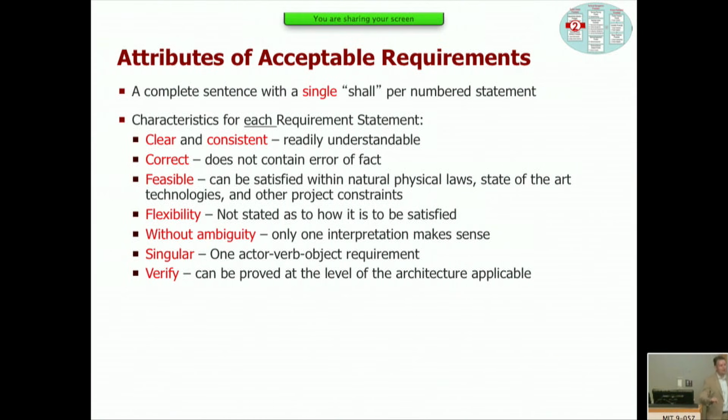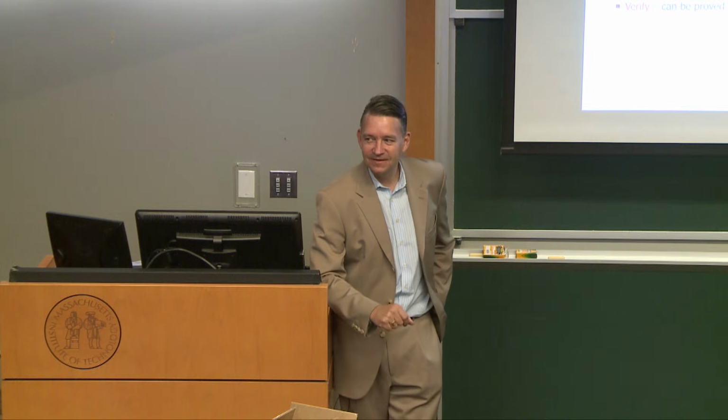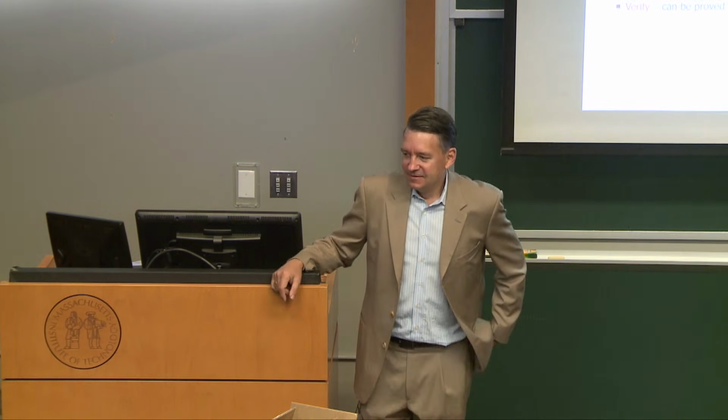Now that's a really tricky one. That's the first thing here that's really tricky when you think about it. Feasible means what? It means this requirement can be satisfied within the laws of physics and state-of-the-art technologies and other project constraints. So why is that a tricky one? Go ahead. Well, I was going to mainly ask a question regarding that in terms of how do you deal with a program where you're trying to maybe define the state of the art or figure out what is feasible.